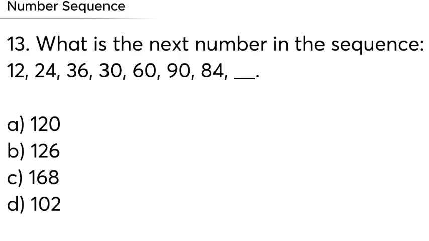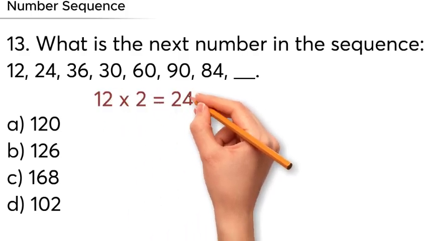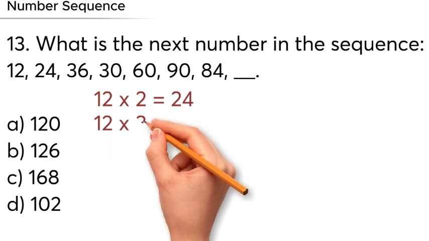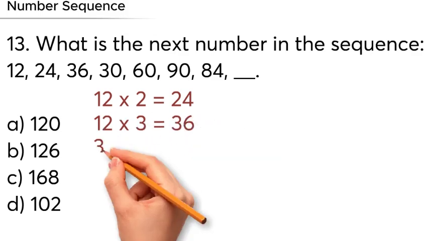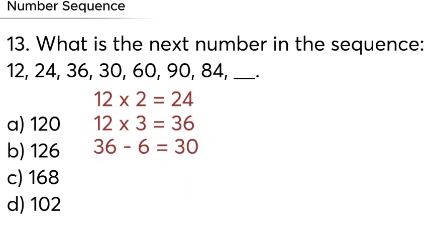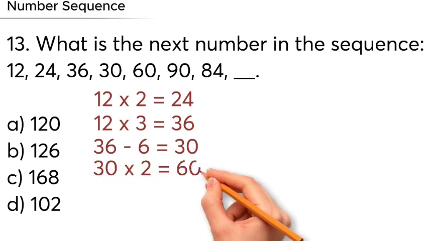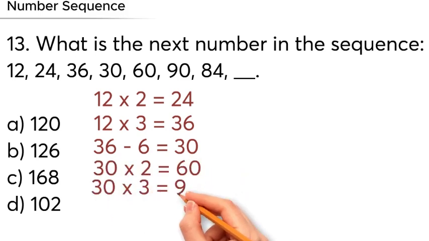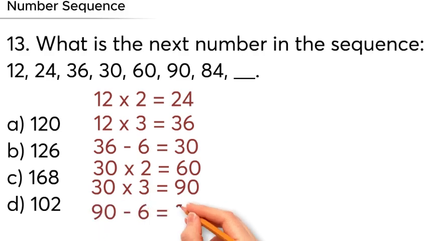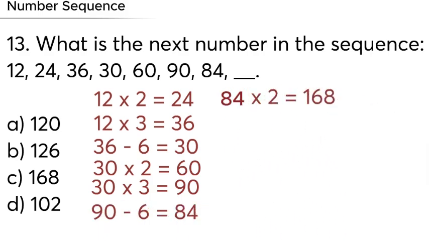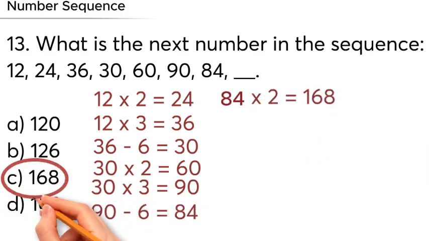Looking closely, the changes between consecutive terms are: 12 multiplied by 2 is 24, 12 multiplied by 3 is 36, 36 subtracted by 6 is 30, 30 multiplied by 2 is 60, 30 multiplied by 3 is 90, 90 subtracted by 6 is 84, 84 multiplied by 2 is 168.